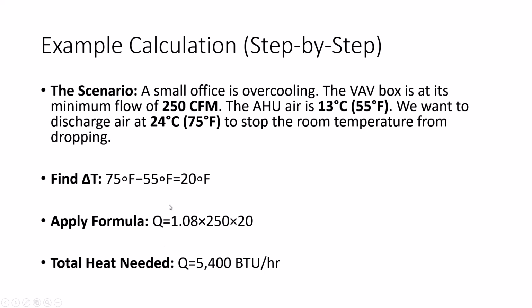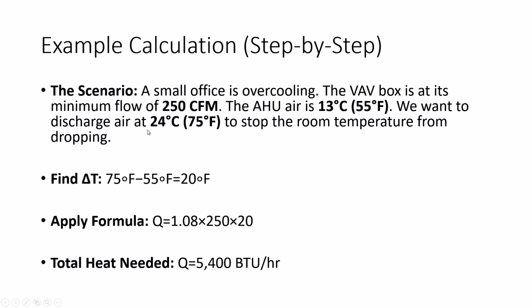Now we'll go for a sample calculation. We will consider a small office that is overcooling, with the VAV box at its minimum airflow. There is a maximum and minimum airflow of the VAV. In this case, the maximum is 800 and the minimum is 250. So when the VAV damper is completely closed, 250 CFM will still be flowing to the space. The AHU air is 55 Fahrenheit. The room doesn't require any more cooling, but 250 CFM is still flowing to the room at 55 Fahrenheit. That is too cold.